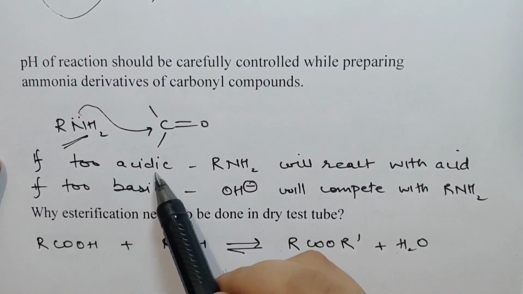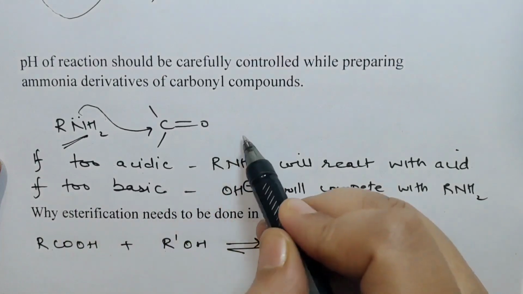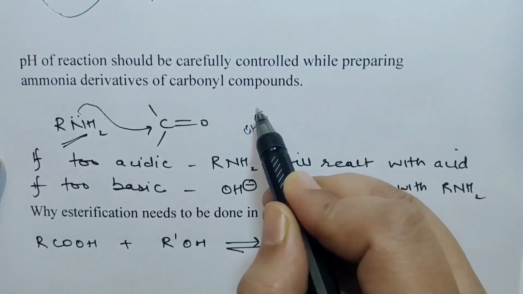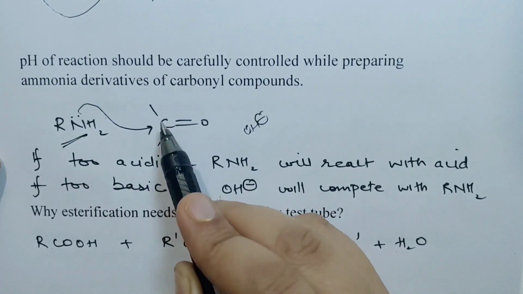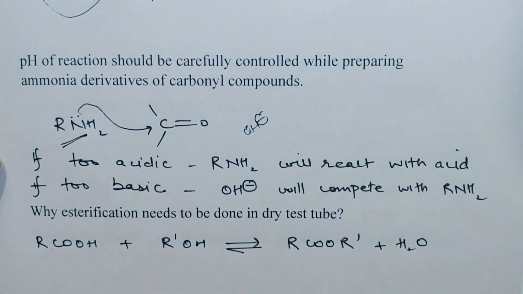And if the medium is too basic, that means if there are too many OH minus ions, then they will compete with RNH2 to attack the carbonyl carbon. In that case also, the effectiveness of the reaction would be lowered.